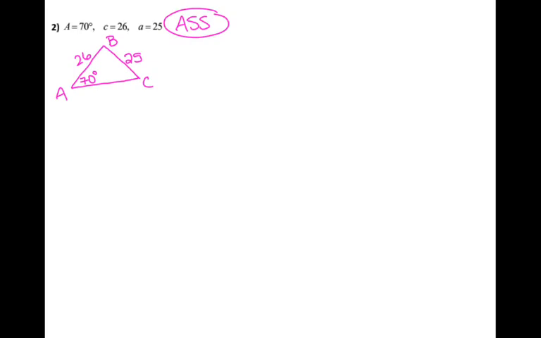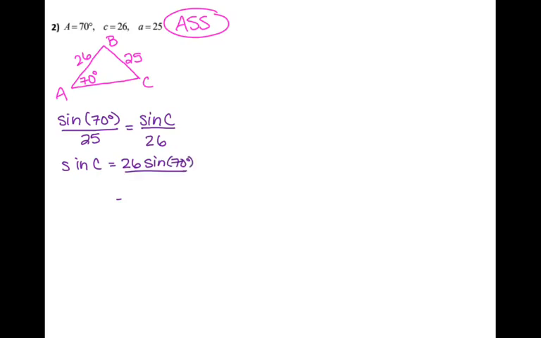Don't forget, your ASS triangles are a pain because you could either have no solution, one solution, or two solutions. And it all depends on what you get as you start to solve. So I'm going to use Law of Sines. With Law of Sines, you need to have an angle and its corresponding side, so sine of 70 over 25. And since I have side C, that forces me to solve for angle C first. I'm going to cross multiply. So I have sine of C equals 26 sine of 70 over 25.